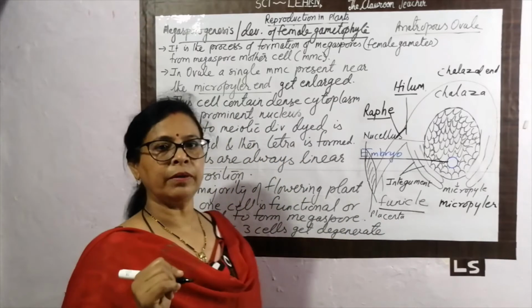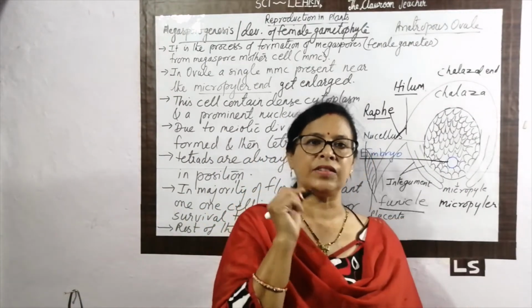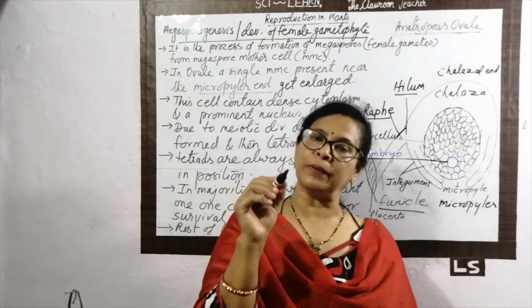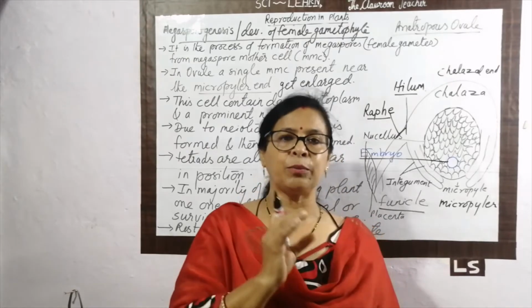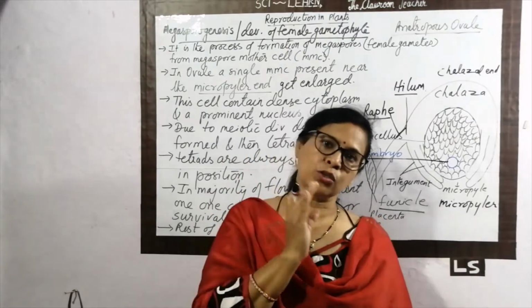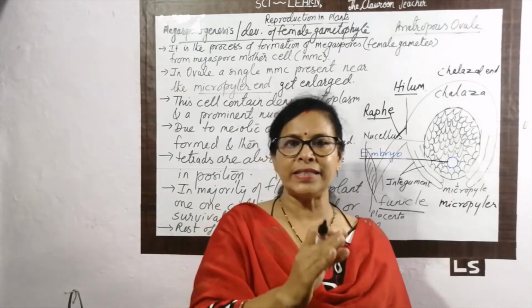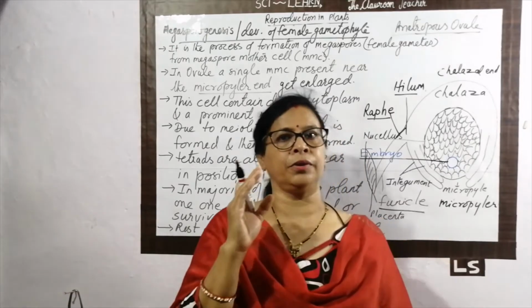Okay, what happens? One cell which is present in the nucellus acts as a megaspore mother cell. It gets enlarged, contains dense cytoplasm and a prominent nucleus, and meiotic division goes on in that cell. Due to meiosis, one cell is differentiated into the dyad, then 2 cells differentiated into the tetrad.